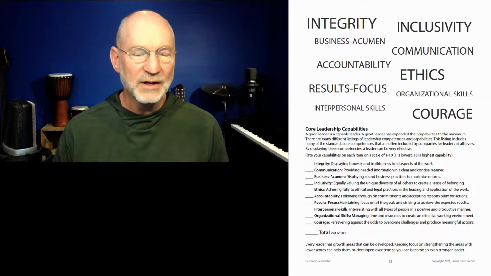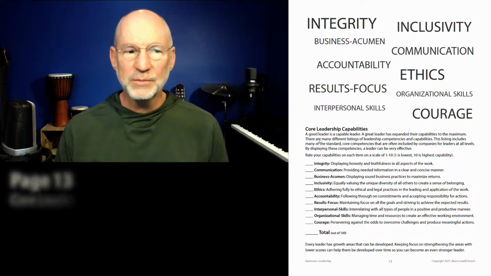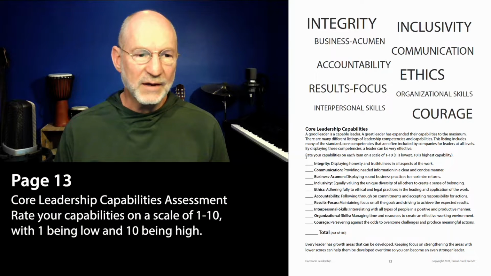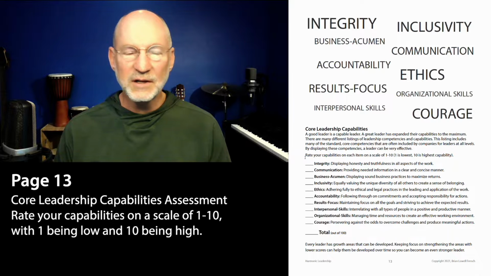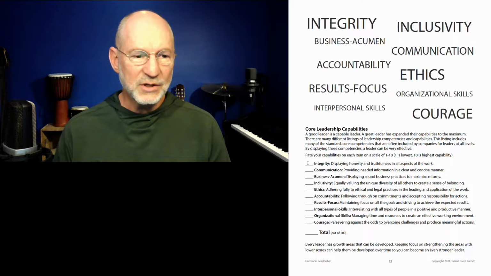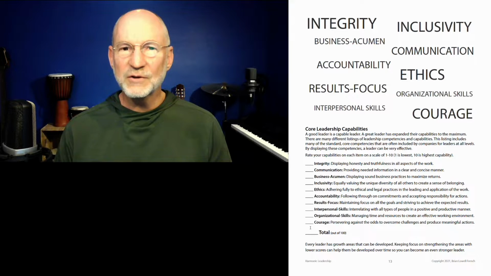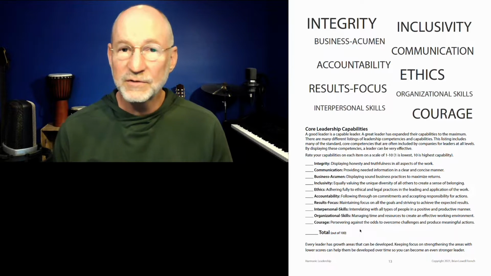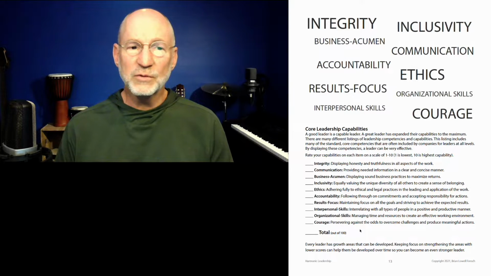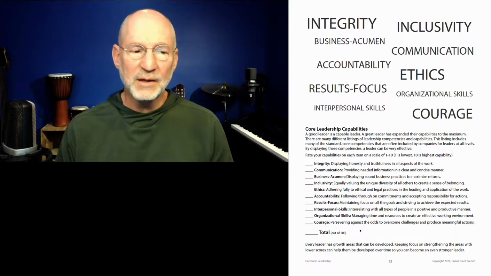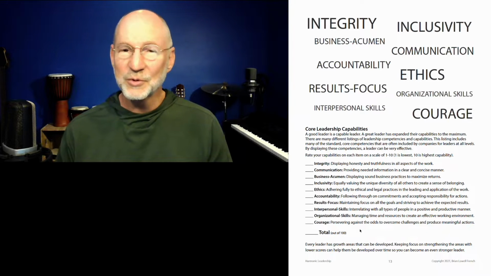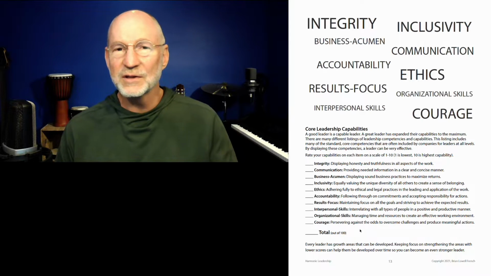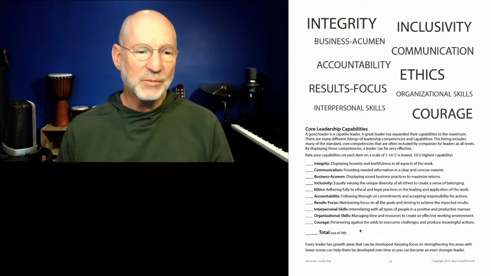The guide underneath there is a little assessment, the Core Leadership Capabilities Assessment, where you're simply asked to rate your capabilities on a scale of 1 to 10, with 1 being the lowest and 10 being the highest capability on each of these 10. Once you rate yourself on each of them, just add up the total, and you'll see a total out of 100. You'll find that many of the assessments in the book are fairly simple. They are self-assessments, so you're simply rating yourself, and most of them add up to 100. Not all of them, but most of them. So you can see basically a percentage of capability.